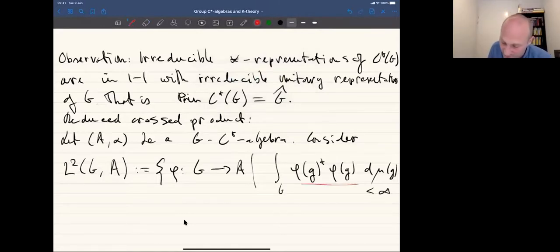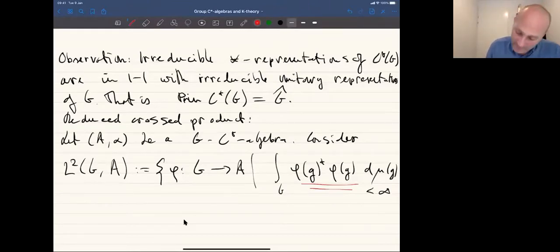Notice here we're not taking a norm. We're taking the positive C-star algebra valued inner product that is the natural inner product on this object. So we're not taking a norm, we're taking the integral of positive elements in a C-star algebra.